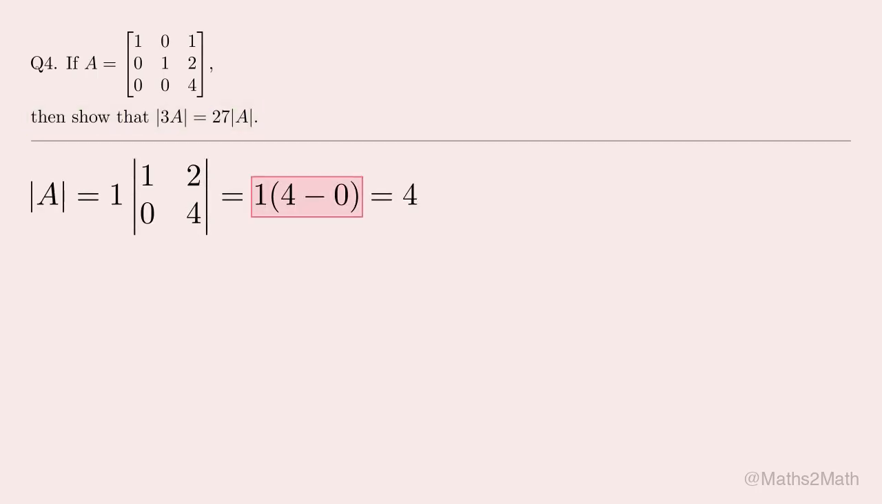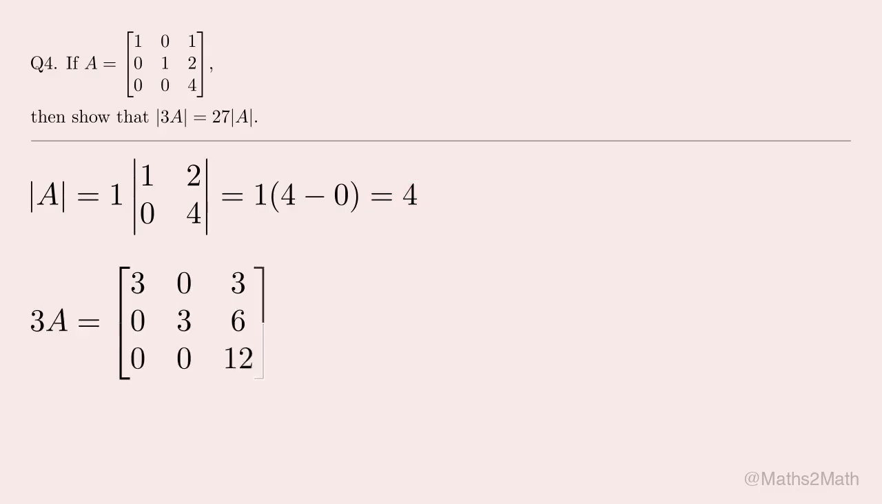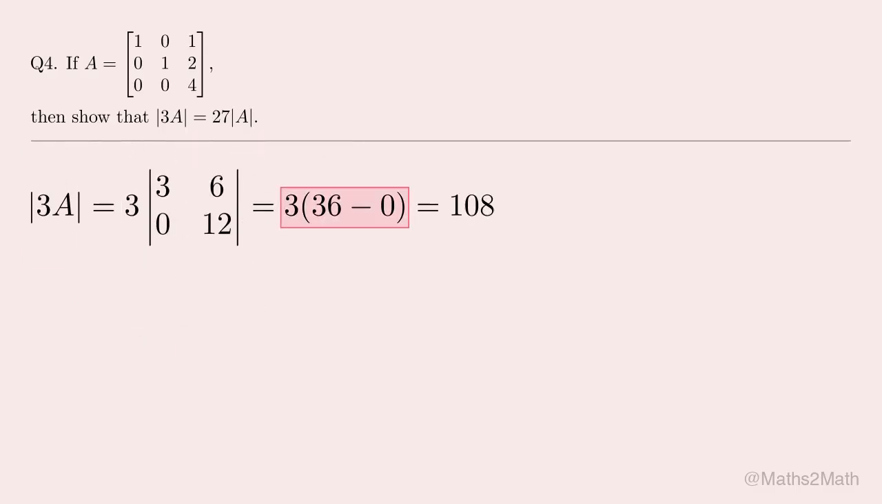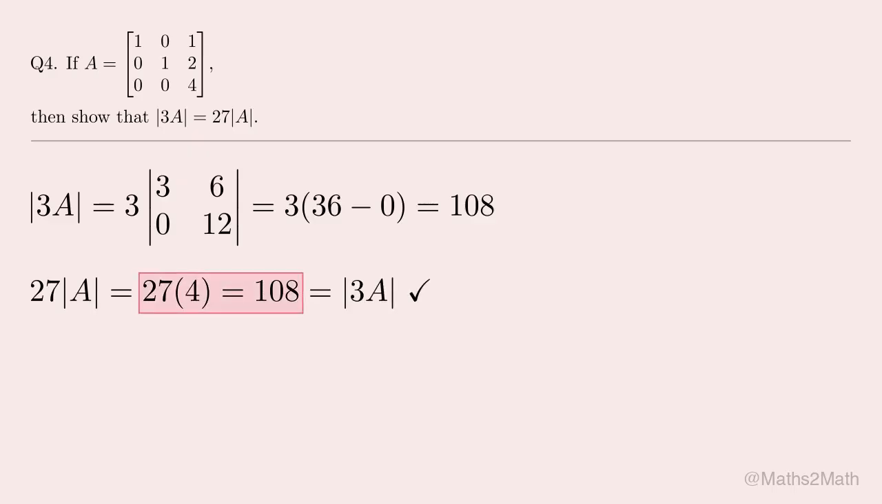Question 4, the 3 by 3 version. Tripling the matrix multiplies the determinant by 27. A is triangular, so expanding along the first column, 1 times the 2 by 2 minor. Triple every entry for 3A. Its determinant, expanding down the first column, 3 times 36 minus 0, 108. And 27 times 4 is also 108, shown.